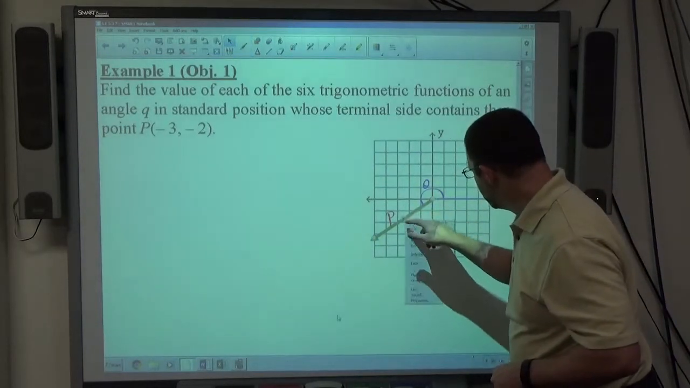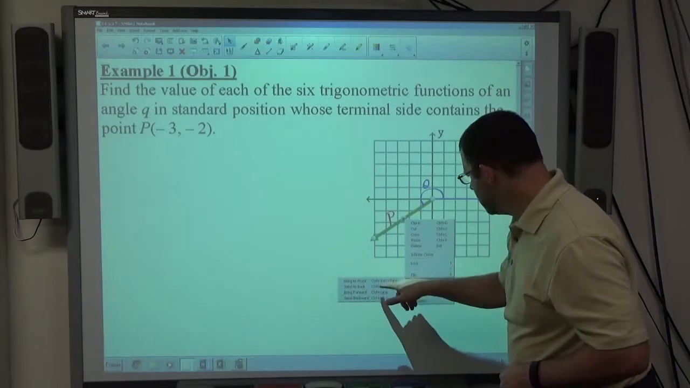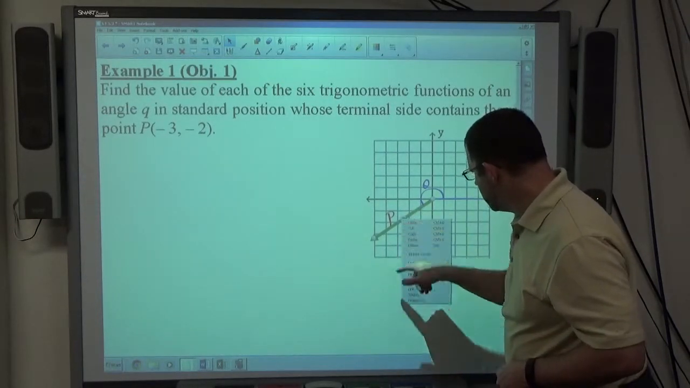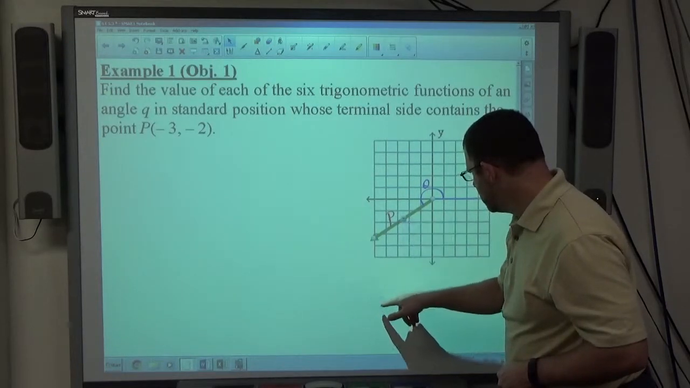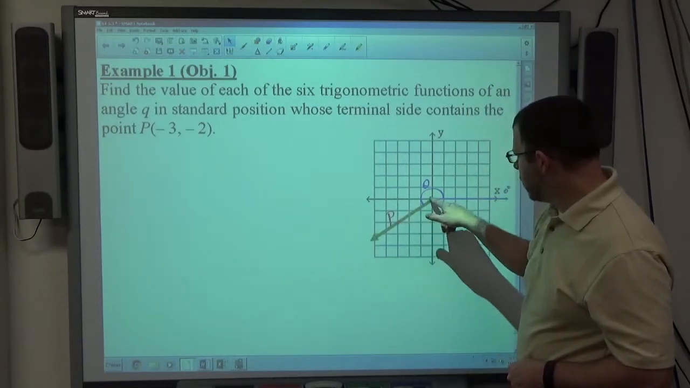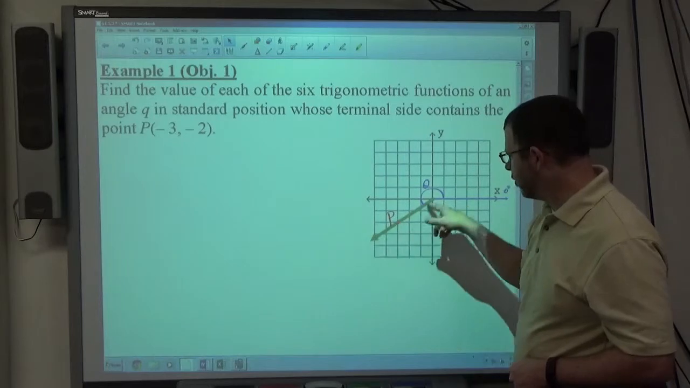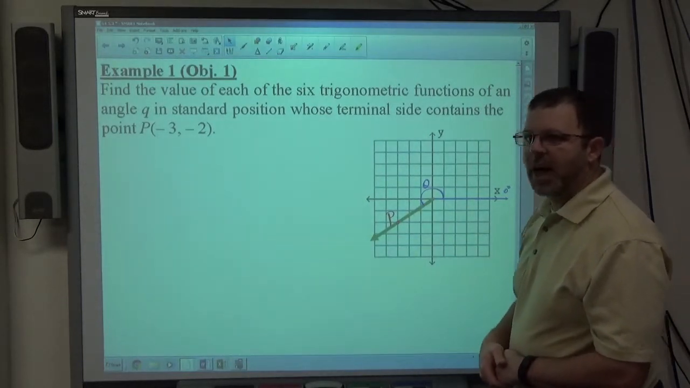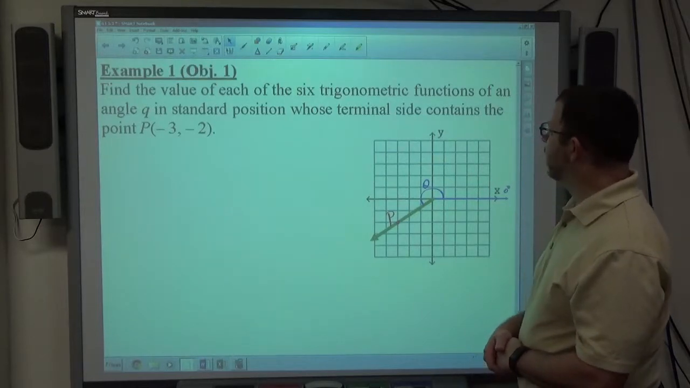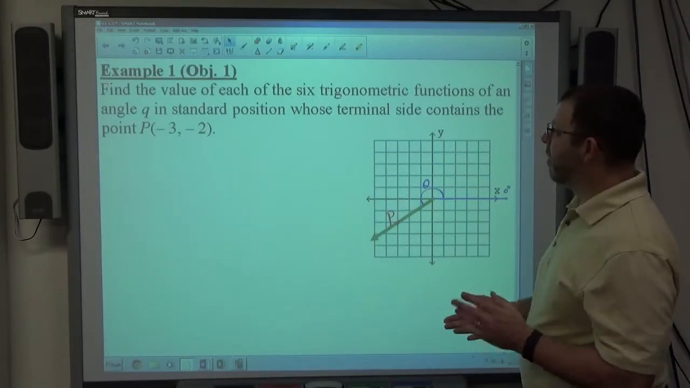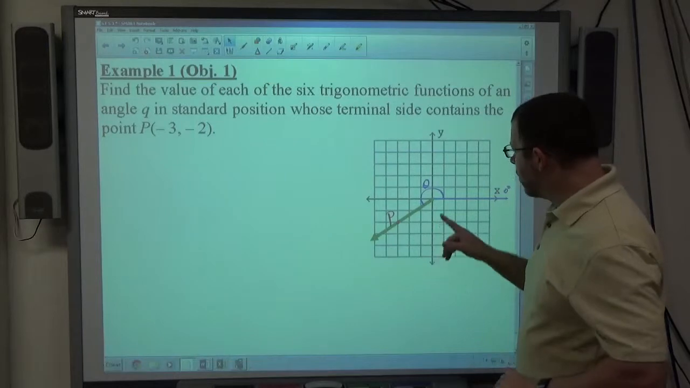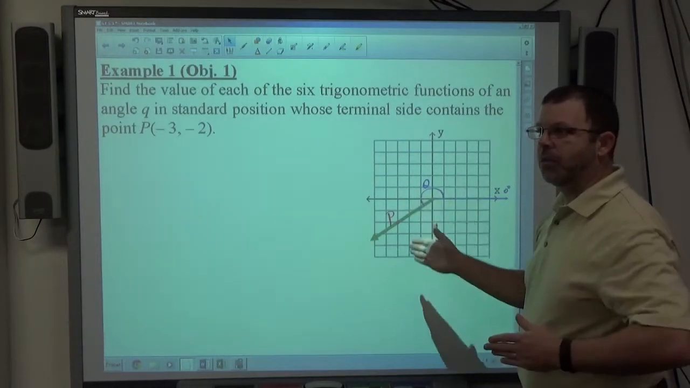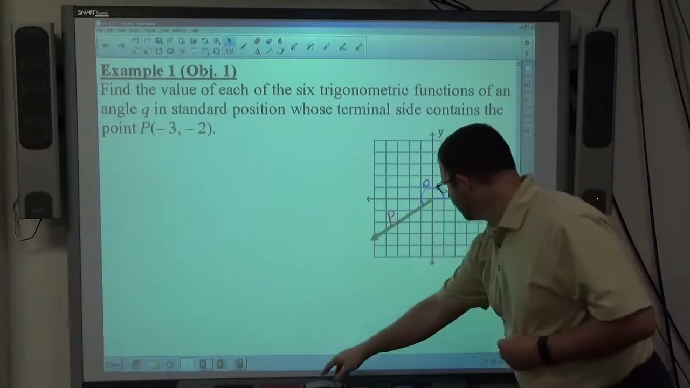There we go. The point -3, -2 is being intersected by my vector. It's not specifying how long the vector is. It doesn't really matter. But we want to find the value of the 6 trig functions. Now, I'm going to use this point as a point of reference because it's specific. I know exactly how far I'm going in both directions.